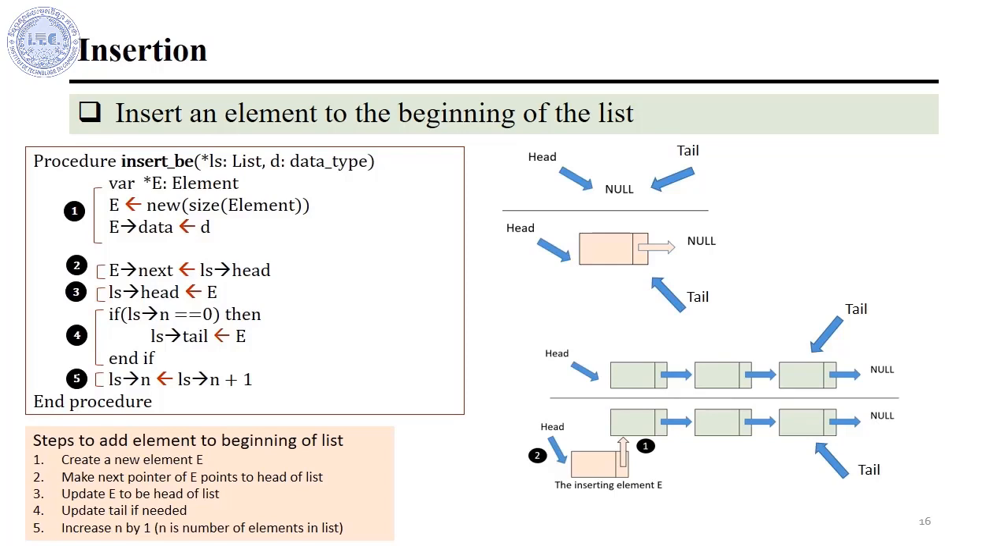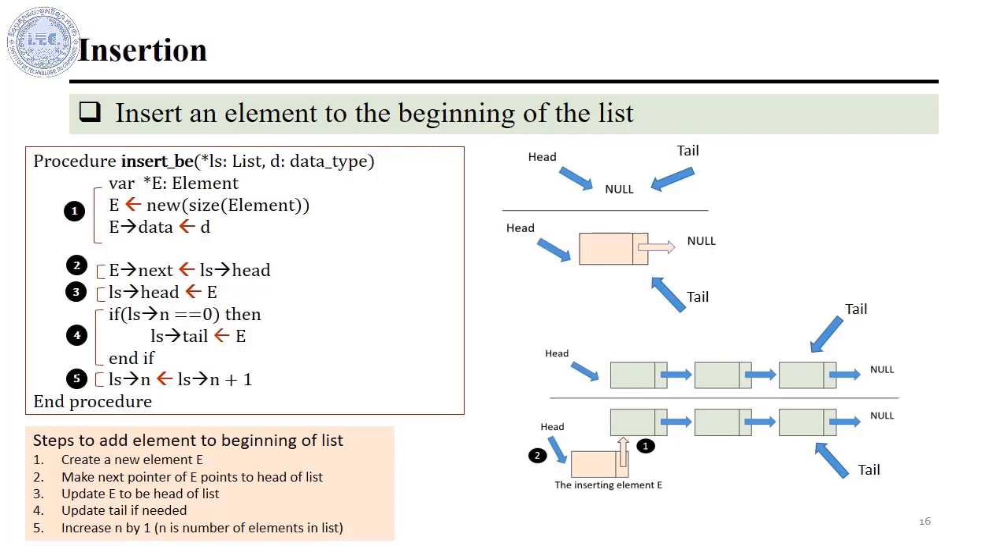And next we change the head, because now E is added to the beginning of the list. It means that E is the head now. So by writing line number 3, we make head point to E. Last but not least, we need to update tail in case there is no element in the list yet. Then this new element also becomes the tail. But in case there is an element in the list already, we don't need to be concerned with the tail anymore.